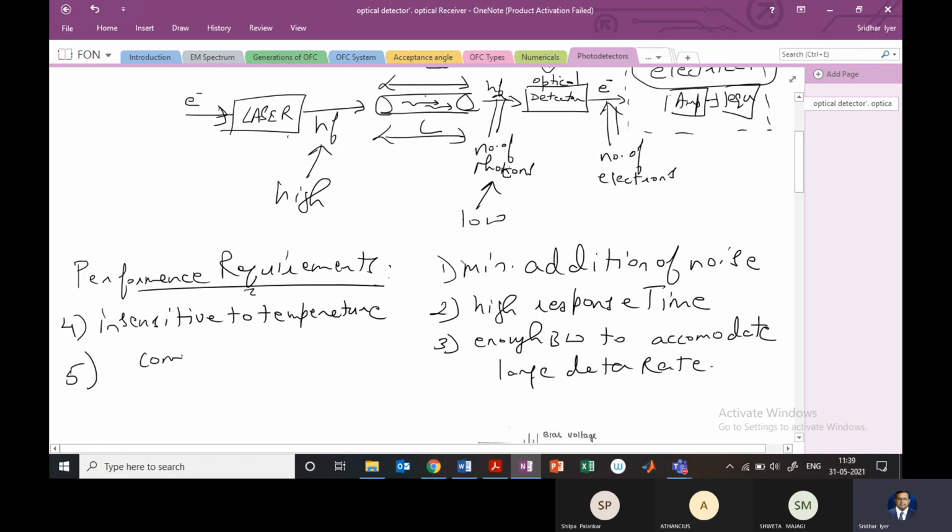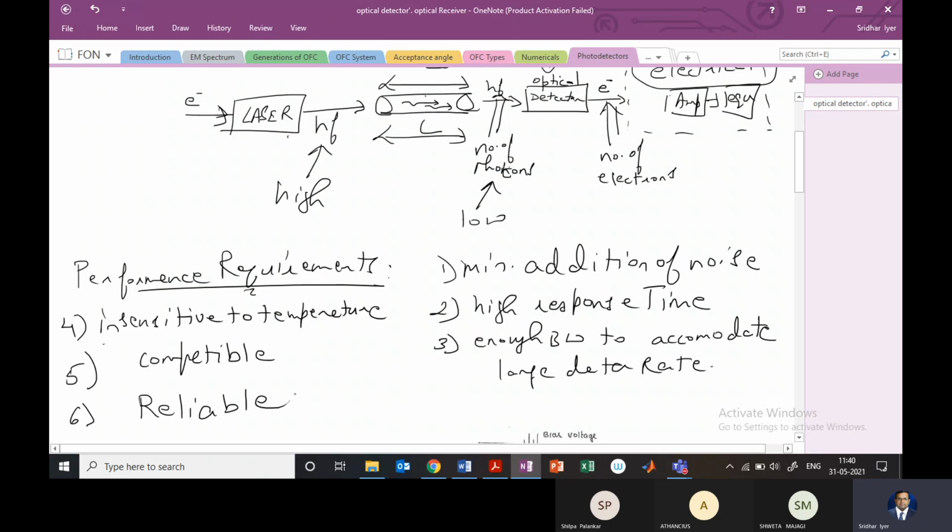It should be compatible with the corresponding optical source, meaning the same detector should be in a condition to work with LEDs as well as lasers. And of course the other aspects we need are that it should have reasonable cost, and it should be able to operate for a longer time, and it should also be reliable. So I'm just going to write here a word which takes care of all of this, which is reliable. So it should be reliable.